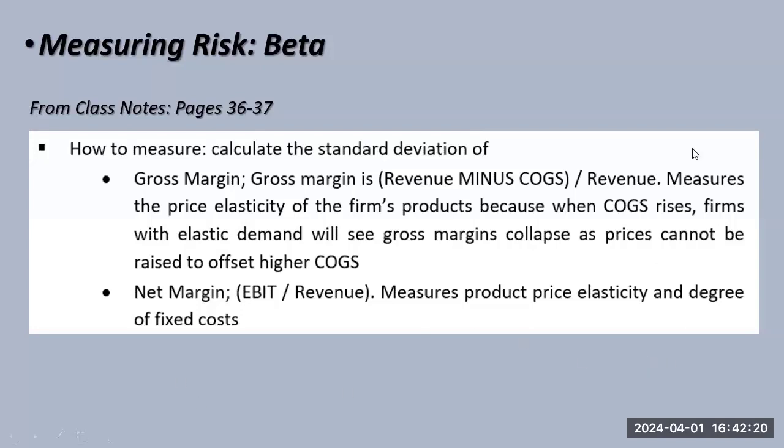So how do you calculate that? Well, pretty simple. You just calculate the standard deviation of the gross margins. If it's high, they probably have elastic demand. If it's low, they probably have inelastic demand. And then firms with high fixed costs are probably going to see very volatile net margins. And that's exactly what we're going to do.